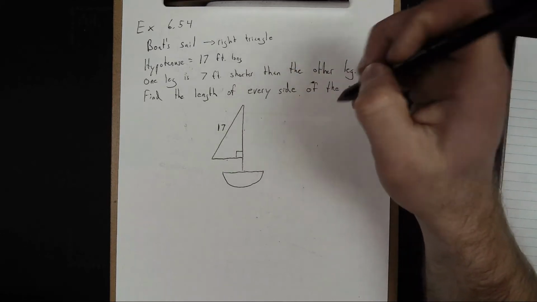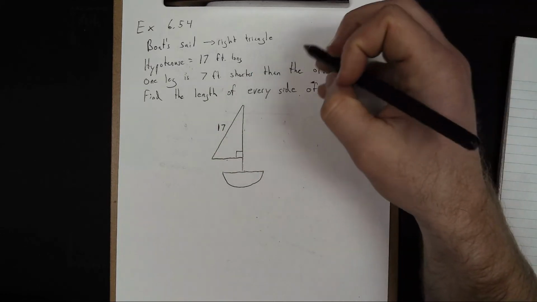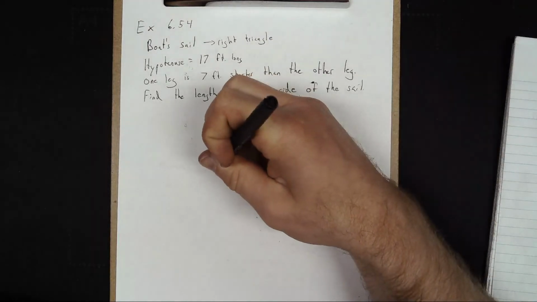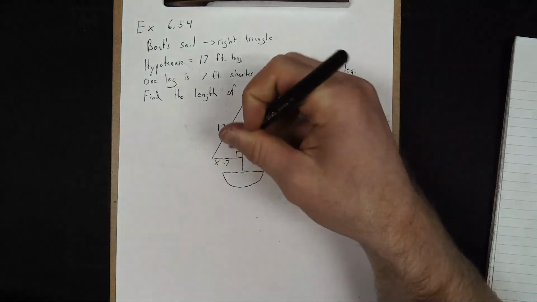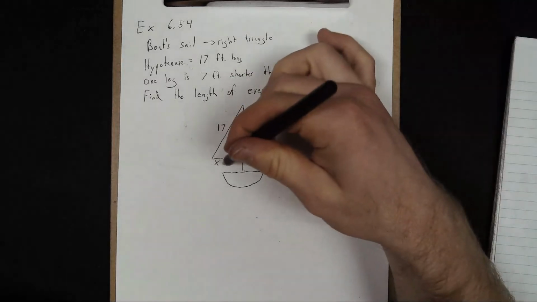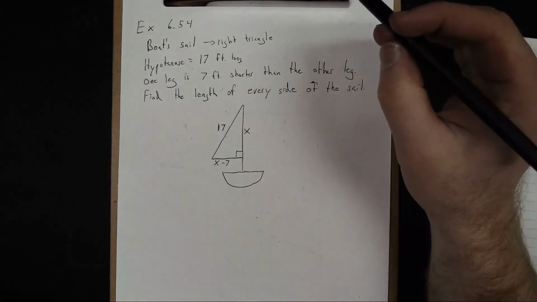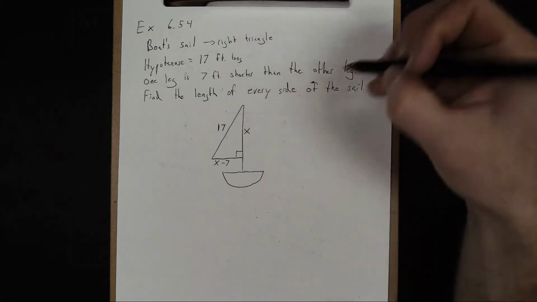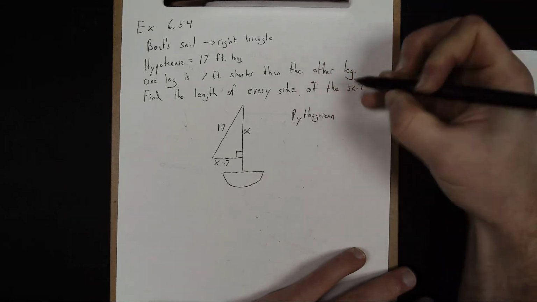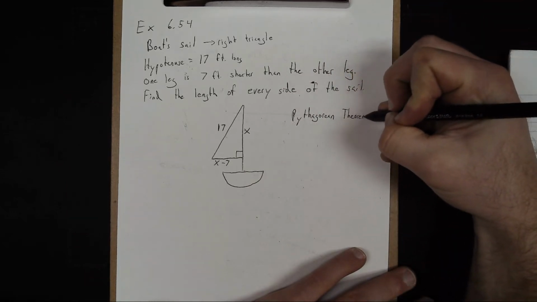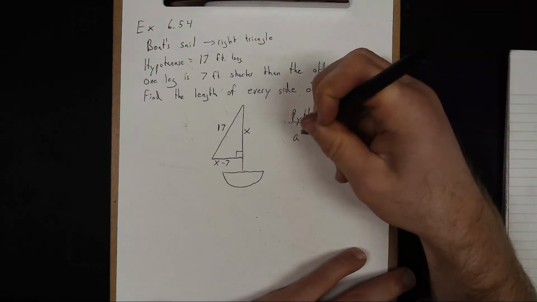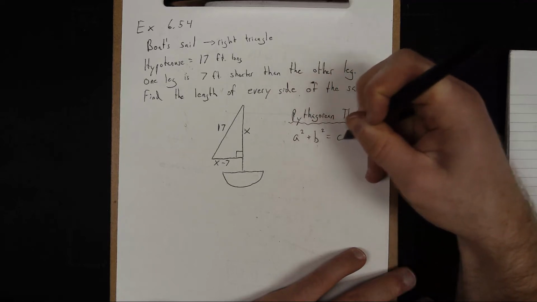Now we're going to need to use a variable. So since this is 7 feet shorter, let's call this one x minus 7. It's 7 feet shorter than x, so this must just be x, because this side is 7 feet shorter than that side. Now we need to think about the Pythagorean theorem. A squared plus b squared is equal to c squared.